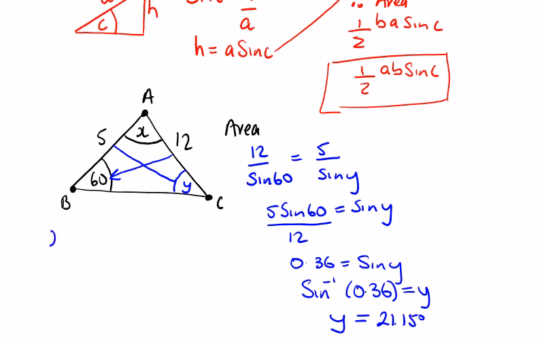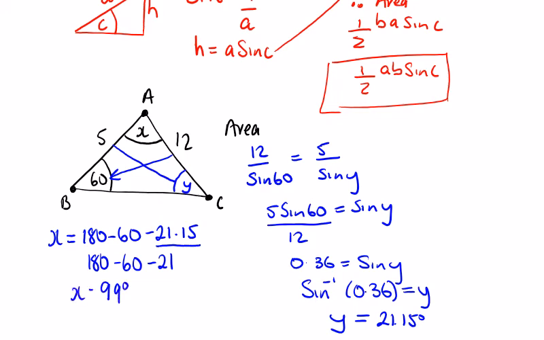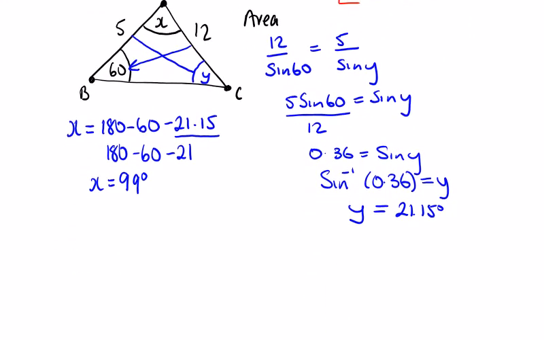So that would mean my angle X is equal to 180 minus 60 minus 21.15, which is going to be 120 minus 21.15. We'll round the 21.15 off to 21. So 180 minus 60 minus 21 is going to be 120 minus 21, which is 99 degrees. So now applying my half one side by the other side by the angle in between, half 5 by 12 by the sine of 99.